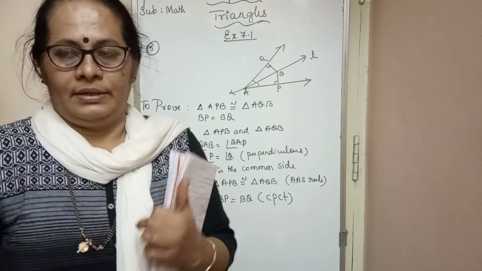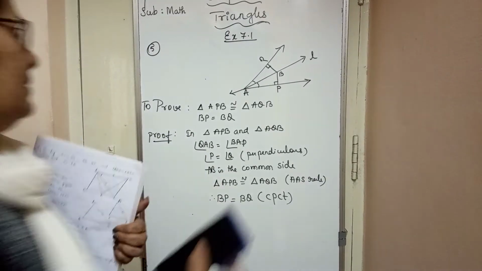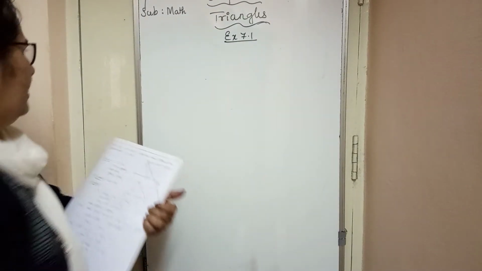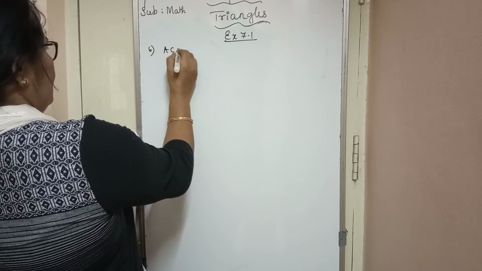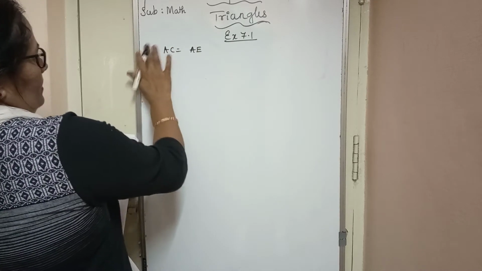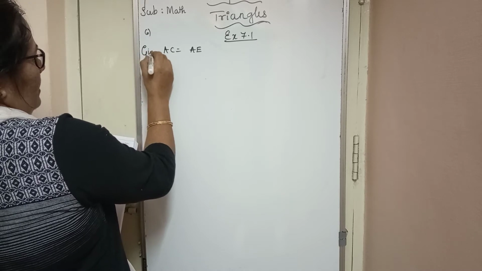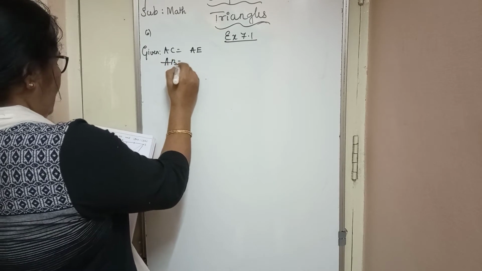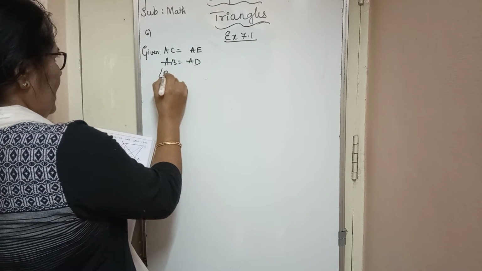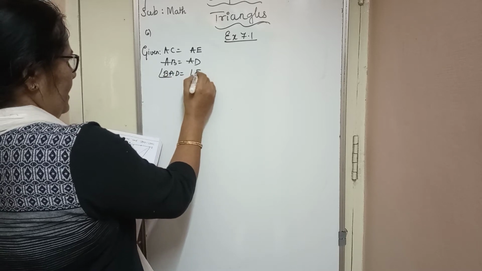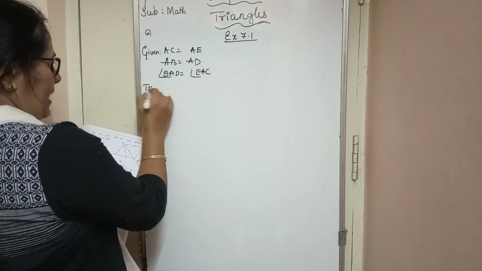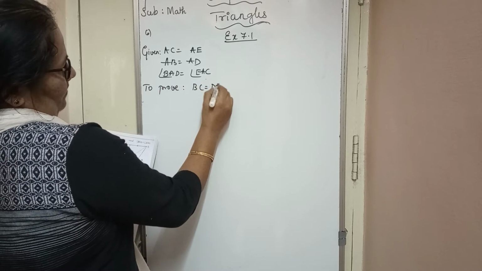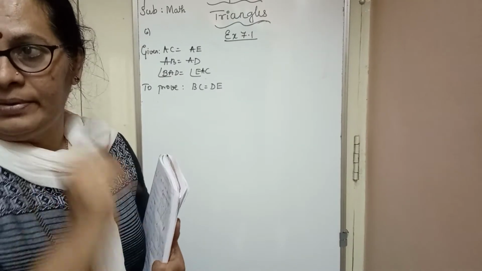Now, the second question, number 6. In question number 6, in the figure AC equals AE. This is given. It is given that AC equals AE, AB equals AD and angle BAD is equal to angle EAC. You have to prove BC equals DE. You have to show that BC equals DE.